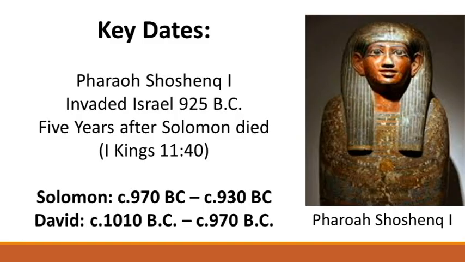The key dates for Pharaoh Shoshenq: he invaded Israel in 925 BC. That was 5 years after Solomon died, according to the Bible. And so Solomon's 40-year reign would be about 970 BC to 930 BC, and David's 40-year reign from about 1010 BC to about 970 BC.